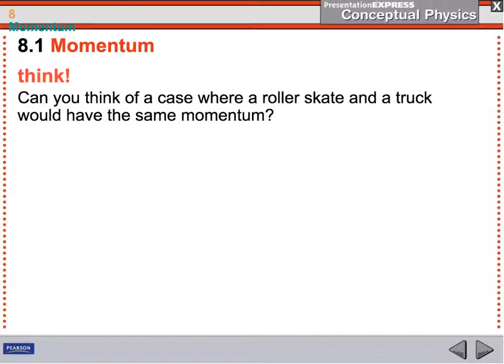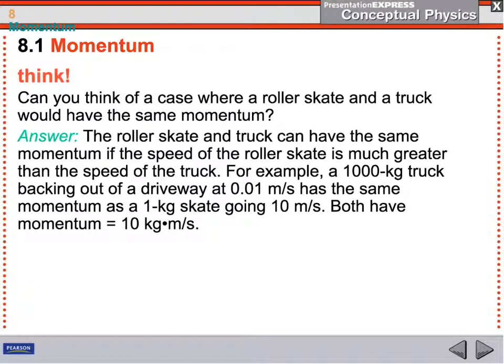Can you think of a case where a roller skate and a truck would have the same momentum? So what would that be? That would be whenever the product of the skate and its velocity and the product of the truck and its velocity are both the same. So the roller skate and the truck can have the same momentum if the speed of the roller skate is much greater than the speed of the truck.